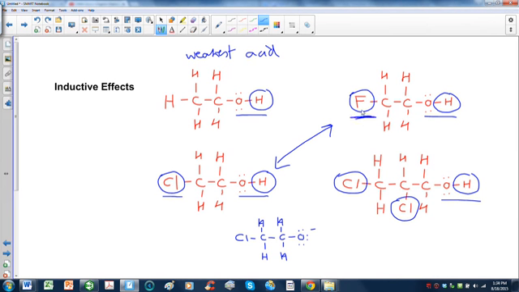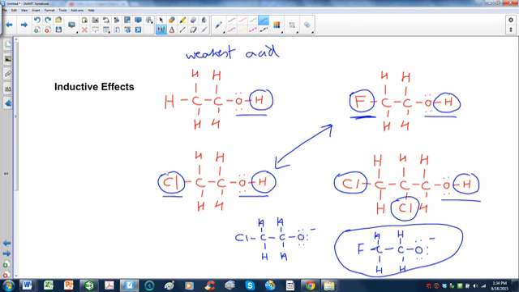Therefore the fluorine is going to pull on the electrons stronger than the chlorine is, and what that means is if I draw out this conjugate base in exactly the same way that I did before, you're going to find that because the fluorine pulls more strongly, that makes this O- happier because the fluorine is pulling the electron density away from it and the negative charge isn't wholly on the oxygen anymore. This conjugate base is more stable than this one, therefore this is the stronger acid.